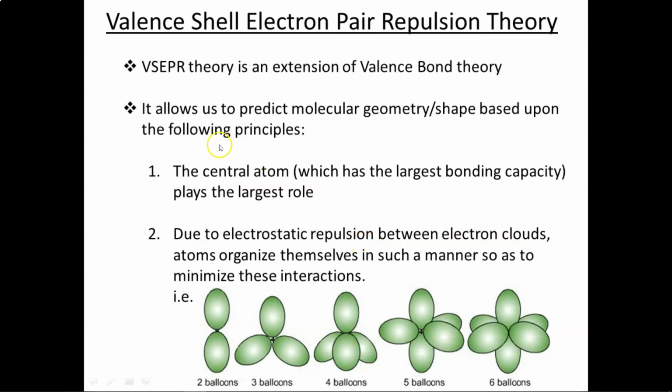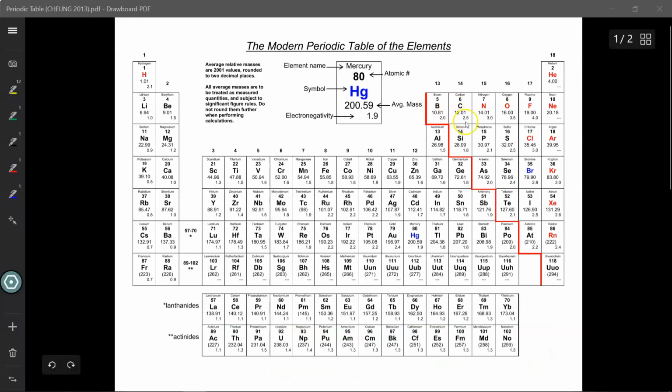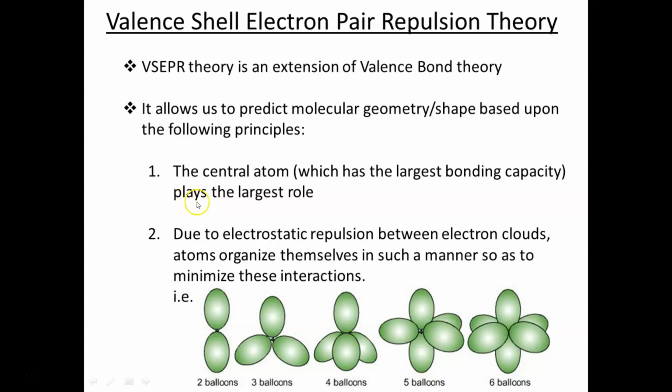So, to recap, VSEPR allows us to predict molecular geometry, or the shape of the molecule, based upon the following principles. First, the central atom, the one in the center, is going to be the atom with the most bonding capacity. So carbon, for instance, has 4 electrons, each able to bond with a different atom, while hydrogen only has 1 electron, so it's only able to bond with one other atom. So given the choice between hydrogen versus carbon, carbon is most likely to be your central atom. And the central atom is the one that plays the largest role when it comes to determining what type of molecular shape the molecule will take.